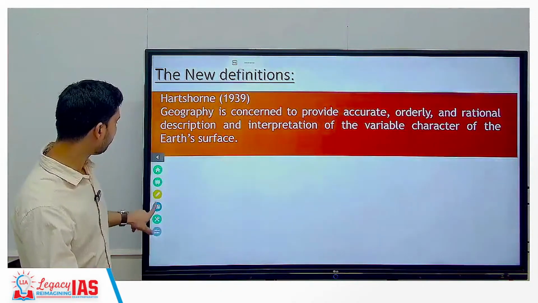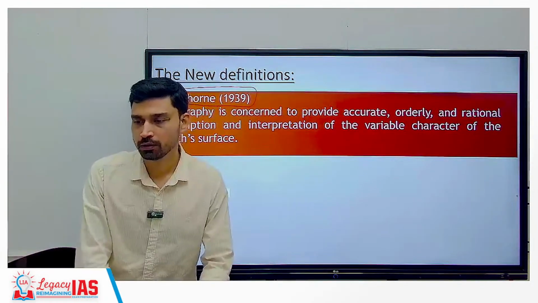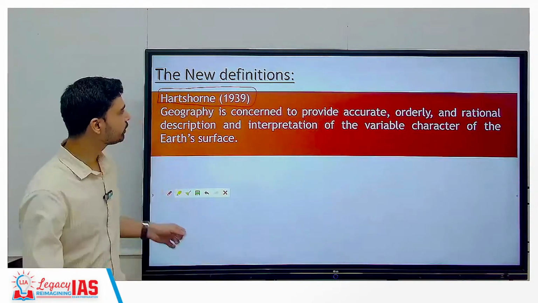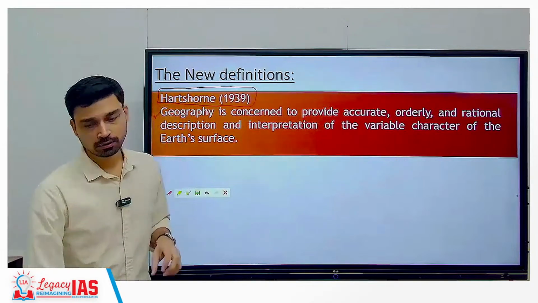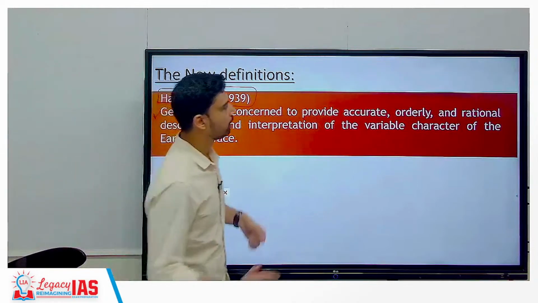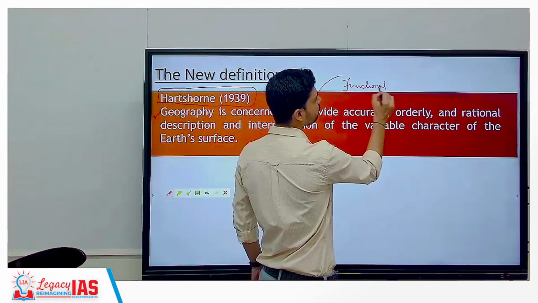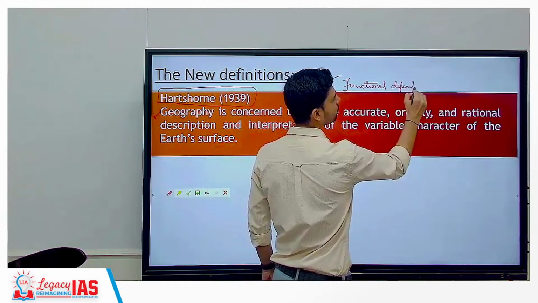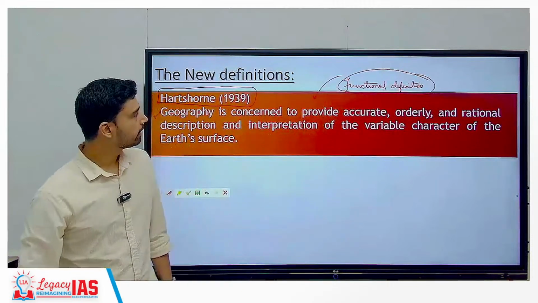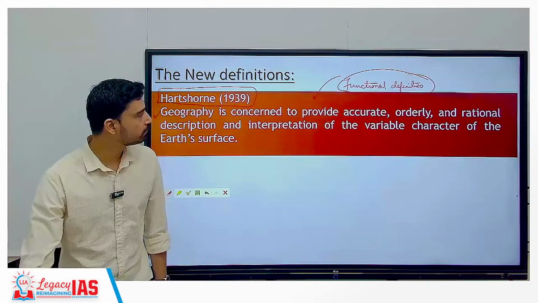Next, the most recent definition that you have to remember is the definition given by Hartshorne. Ritter's definition is more detailed and in depth. Hartshorne's definition is something that you can easily write in the introduction of any answer. It is more of a functional definition. That is, what is the function of geography? Why should we study geography? That is what he is trying to explain.